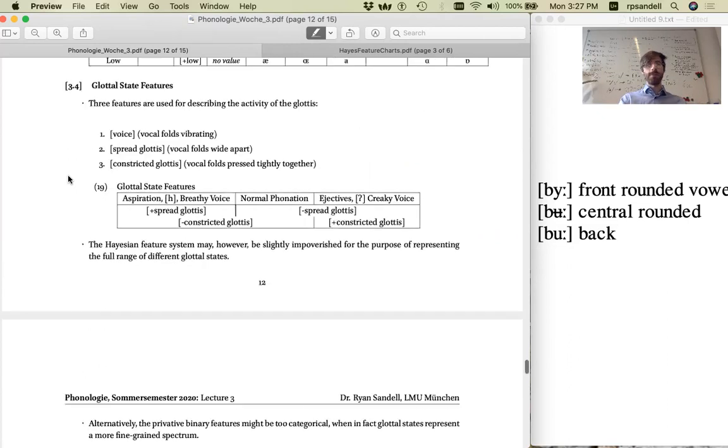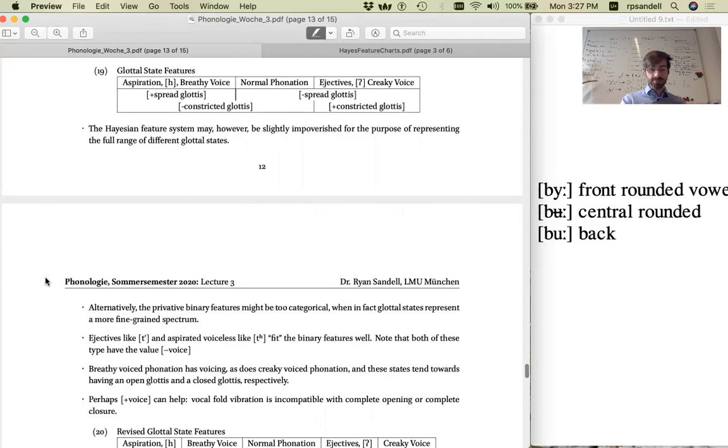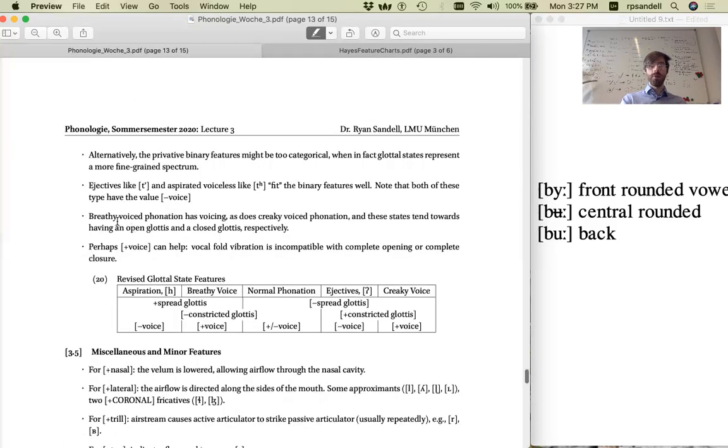If we go to extremes, for instance, aspirated stops versus ejective stops, those fit the binary features of plus spread glottis and plus constricted glottis pretty well. And you'll notice that both of those have the value minus voice. So aspirated stops like ta, ejective stops like t'a. When we come into other areas, the breathy voice stops, we can usually see those as being voiced, as does the creaky voiced phonation.